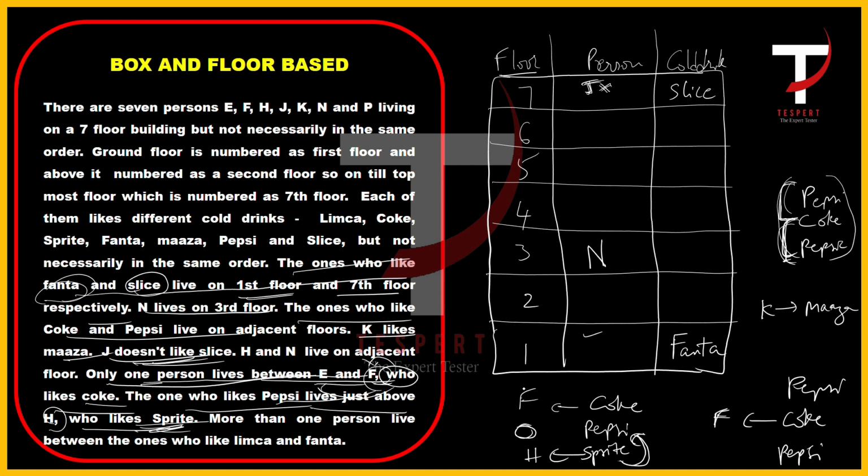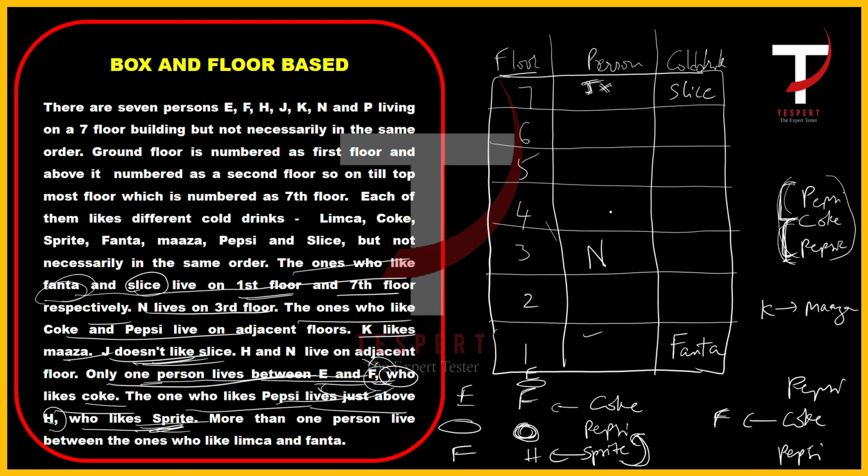So only one person lives between E and F. If F is here, then there will be one person here and E will be here, because E cannot come here, right? So there is one person between F and E. So this is the order. And more than one person lives between the ones who like Limca and Fanta. So if we put H on the fourth floor, what happens? The floors won't be sufficient, right?